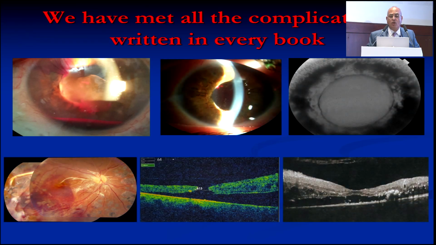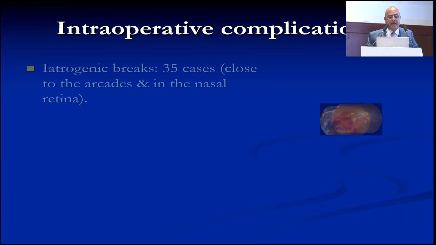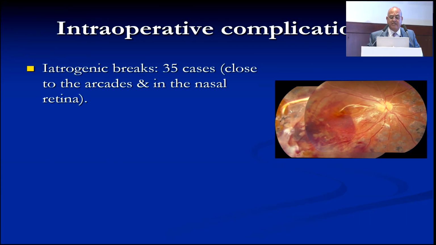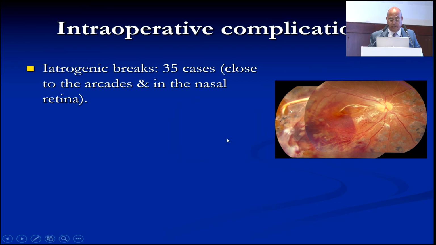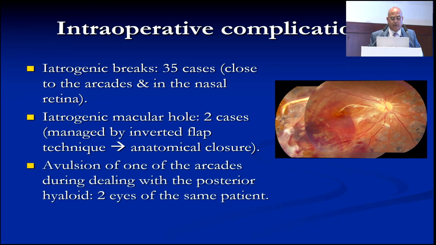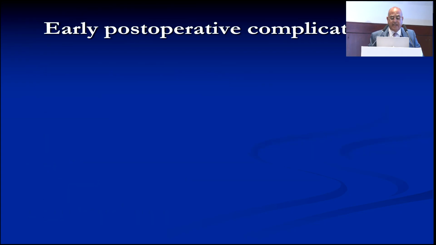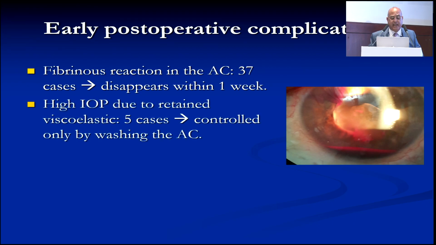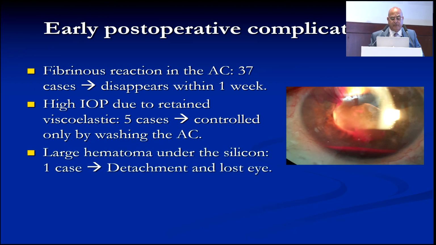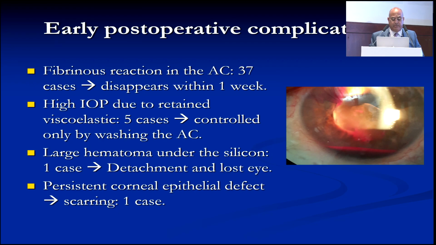And we have met all the complications written in every book. All the complications happened. The intraoperative complications like iatrogenic breaks were a rule. It occurred in 35 eyes out of 41 eyes. Iatrogenic macular holes, avulsion of the arcade also occurred in 2 cases, 2 eyes of 1 patient. Lens injury, the early postoperative severe reaction, especially in phaco-vitrectomy, secondary glaucoma, hyphema, large hematoma under the silicone. This is devastating, and persistent corneal epithelial defects.